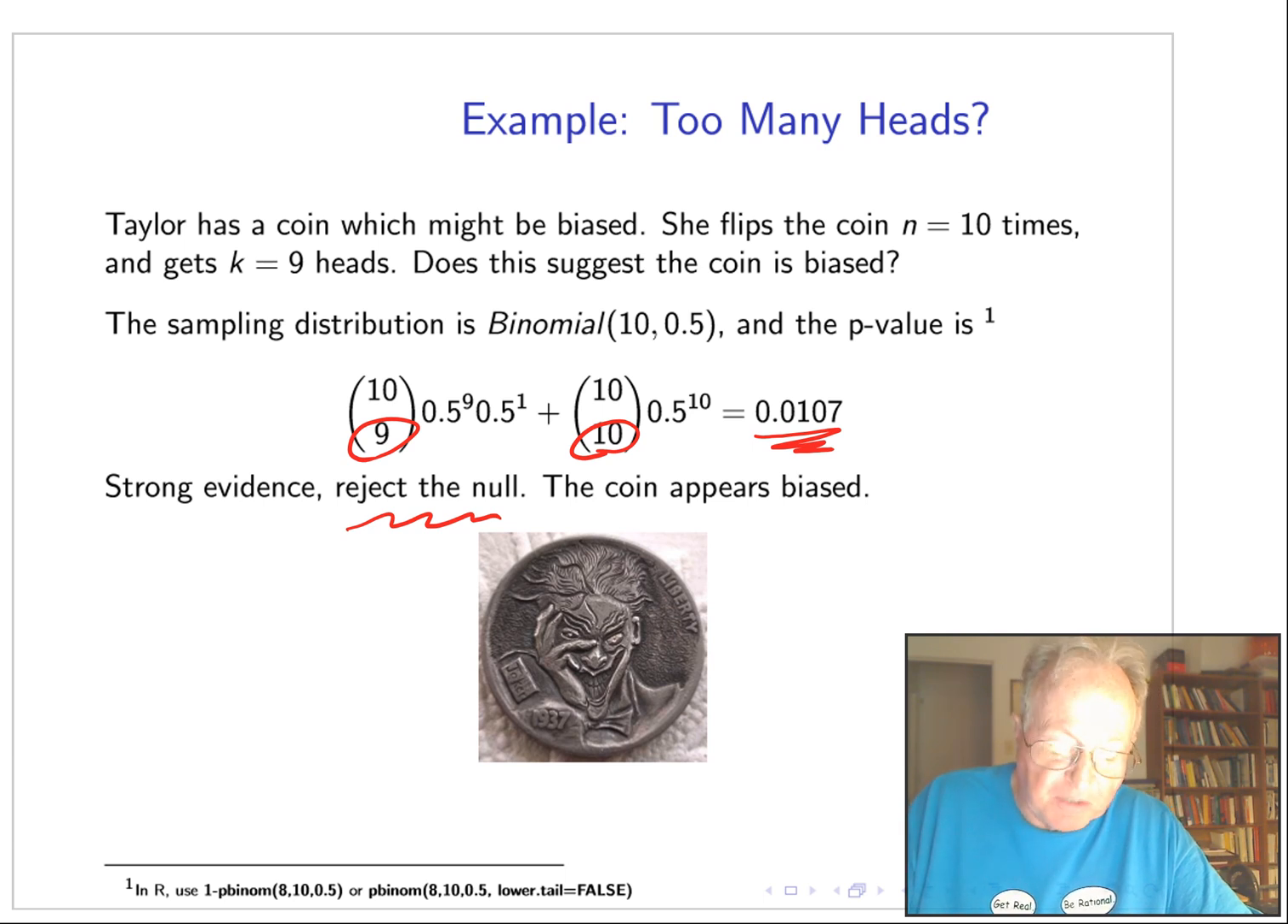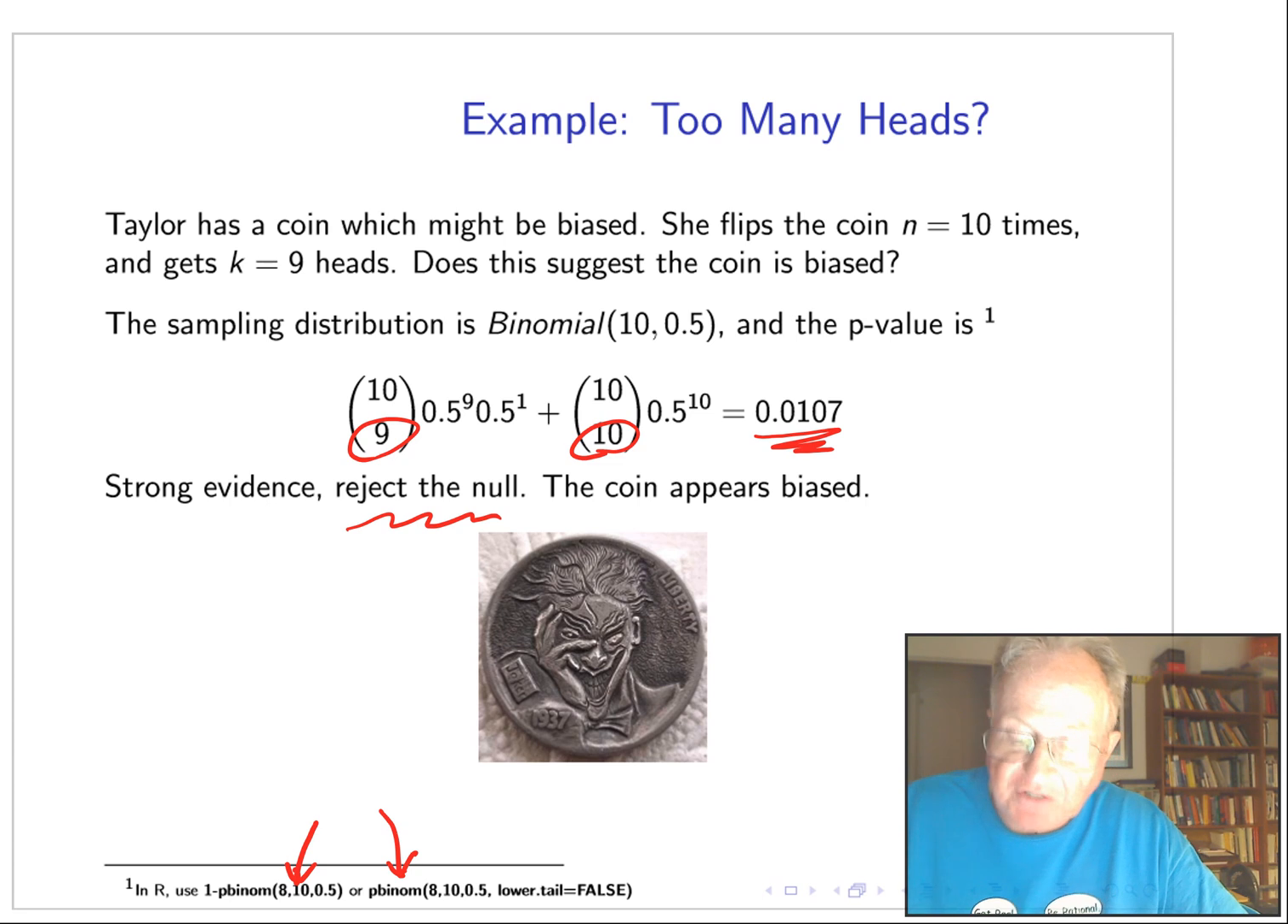If you'd like to do this calculation using R, you can use the pbinom function in either of these two ways and get the calculation done without having to do any hand calculation of your own.